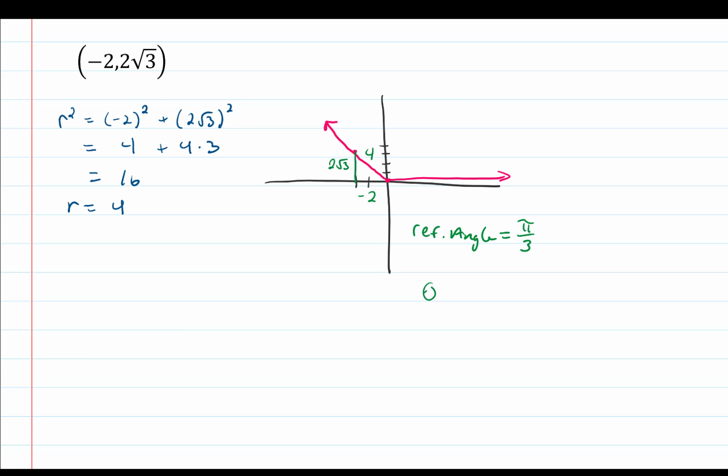To find angle theta, which is going to be this angle here, I need to take pi minus pi over 3, giving me a difference of 2 pi over 3. So my final answer, -2, 2 times the square root of 3 is equal to, in polar coordinates, 4, 2 pi over 3.